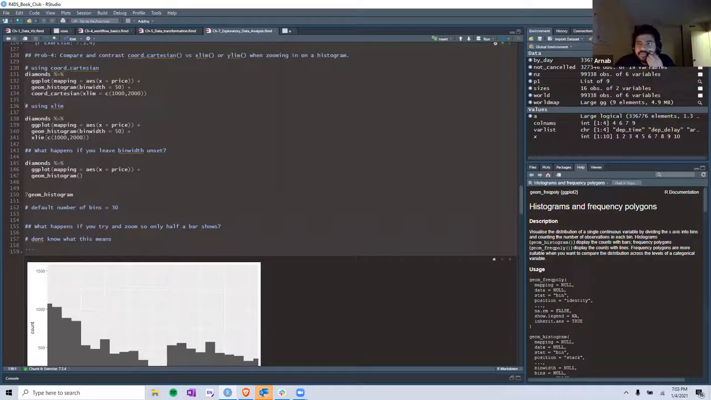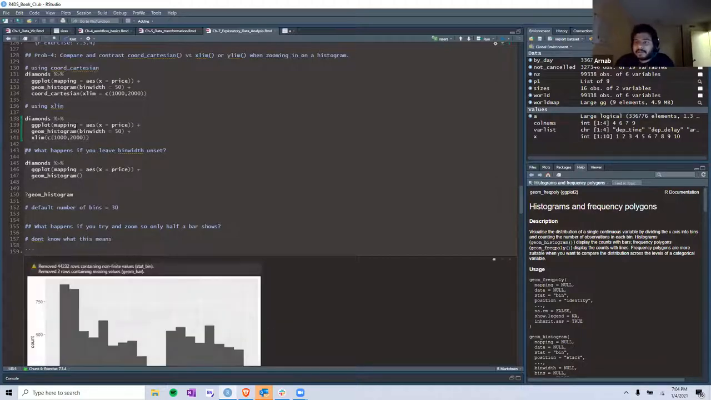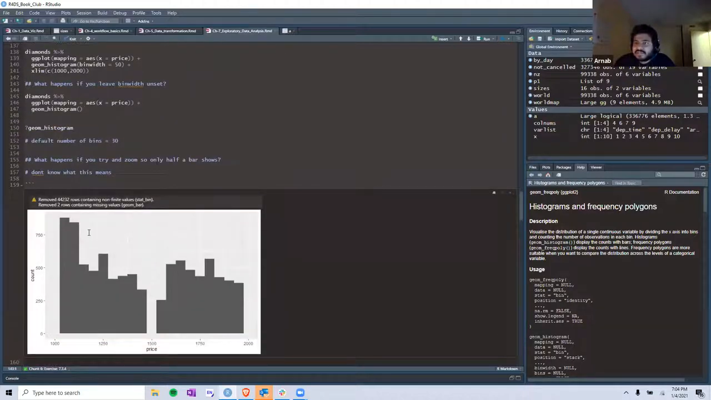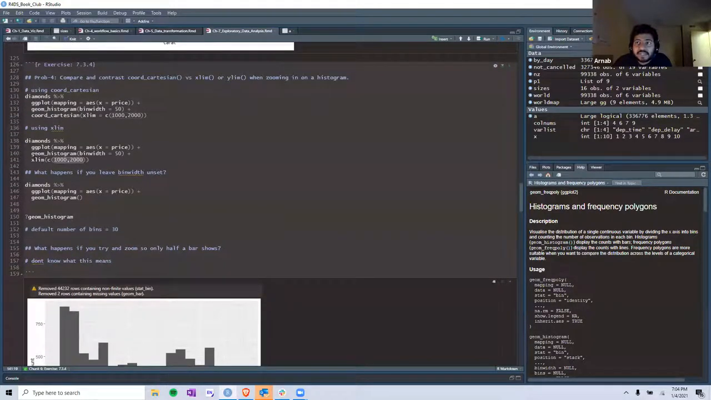And for the second bit, everything else is the same. The only difference is that we are using the xlim function and applying the same limits of 1000 to 2000. So what we observe is that when we use xlim, it's removing the rows or the observations that do not fit our limits. So anything below 1000 and anything above 2000 would be removed by the function. And that's how xlim works.